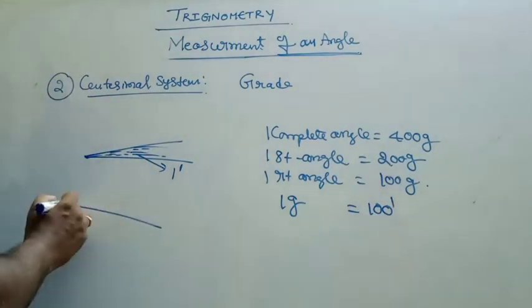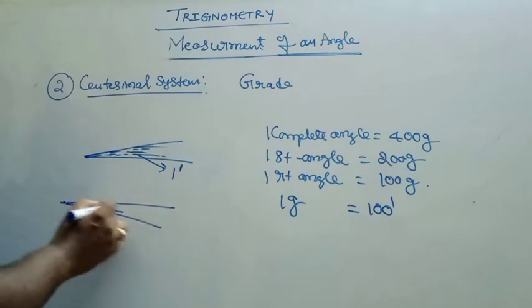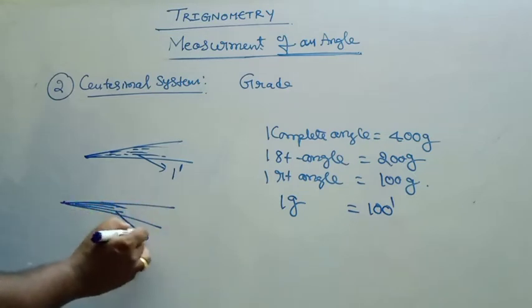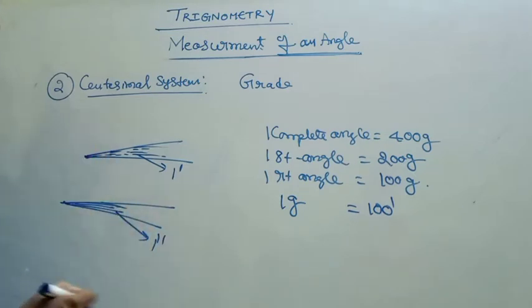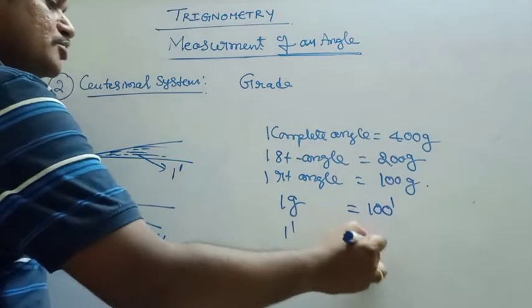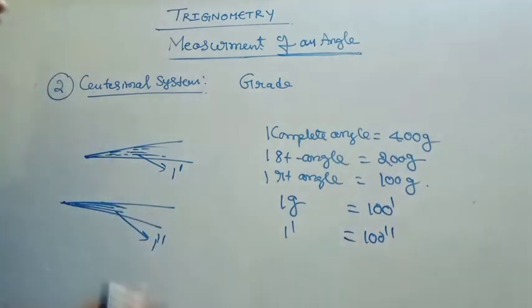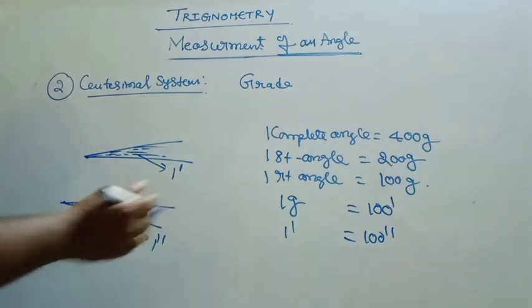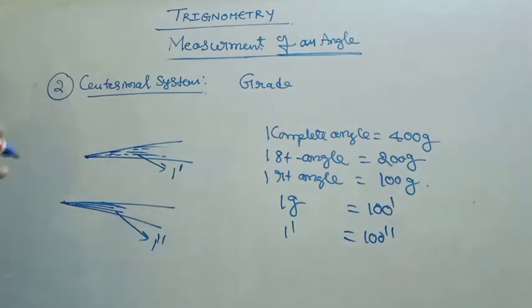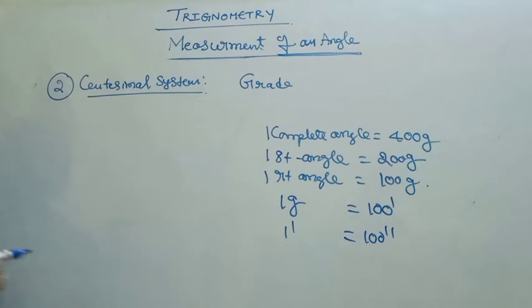And 1 minute, for further calculations, they even divided into 100 equal parts, and 1 minute is equal to 100 seconds. One grade equals 100 minutes and 1 minute equals 100 seconds. For further minute calculations they did that. Now, my dear students, here is what you are going to have in the centesimal system.